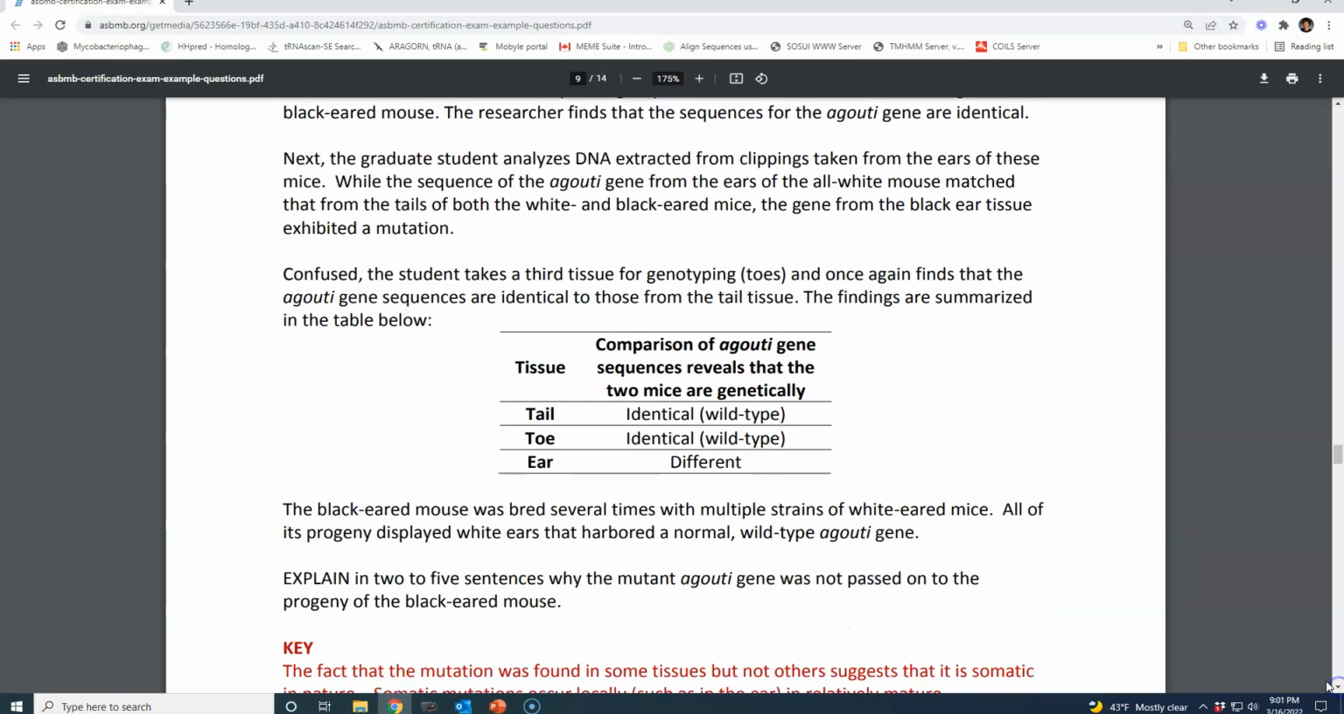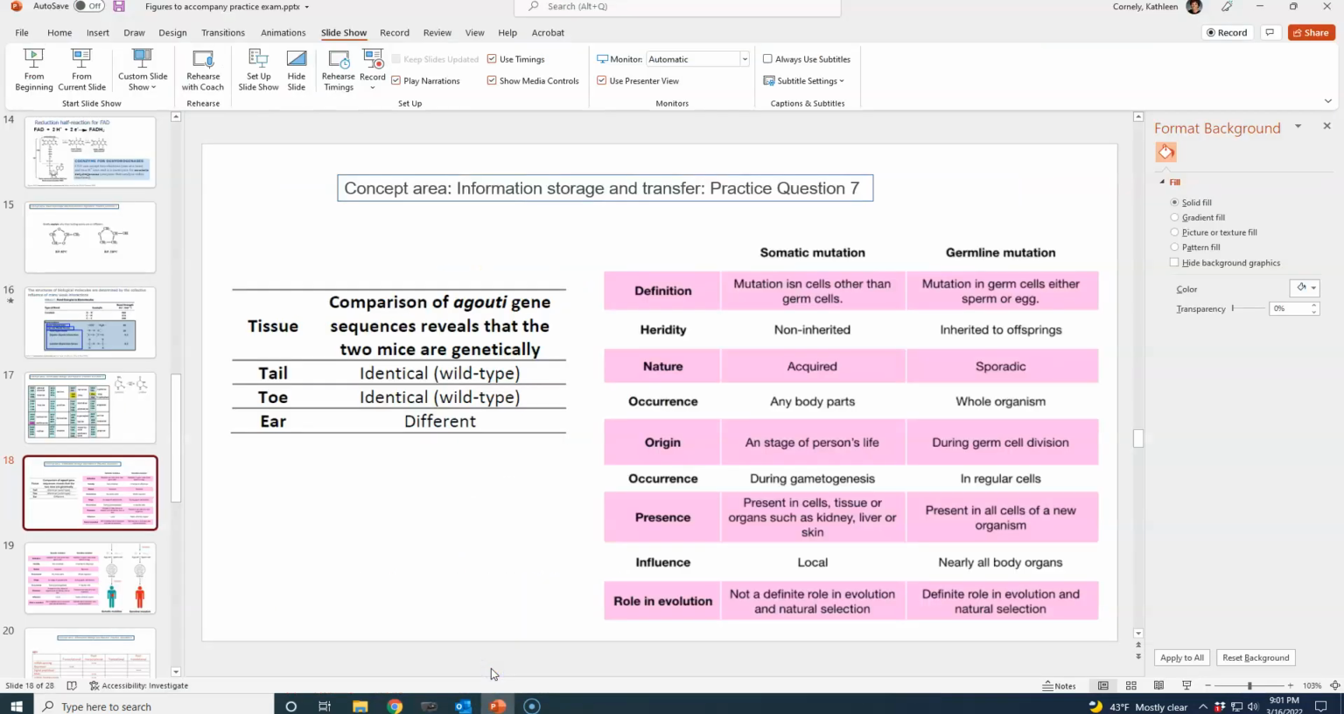So we're being asked why the mutant gene was not passed on to the progeny. So we're actually even given the answer. We just have to explain why. We're not even being asked to explain what happened. We're being told that the mutation's not passed on to progeny. So what that means is, if the mutation's not passed on to progeny, then it must be a somatic mutation.